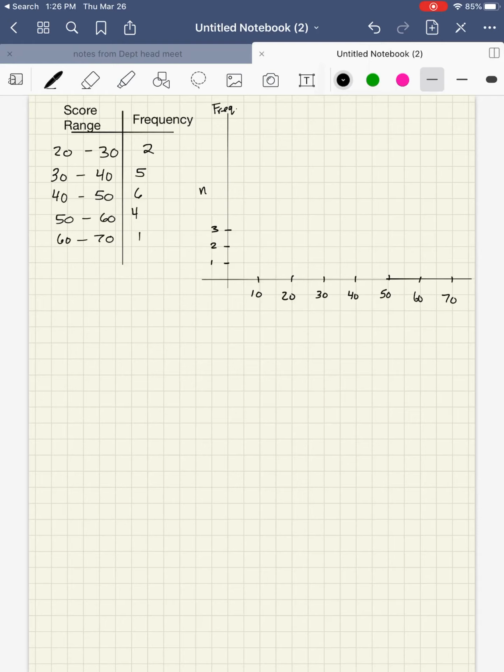This is a video on how to create histograms, both frequency and relative frequency. In the first example I'm about to do, we have a frequency table given to us. It's already pre-populated with a score range and how many times the data set has scores that occur within each of those ranges.